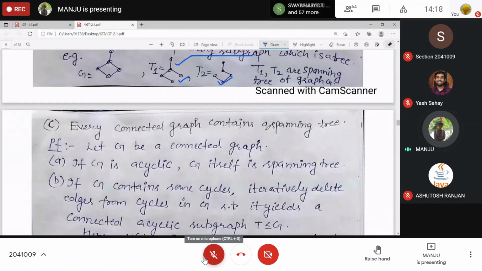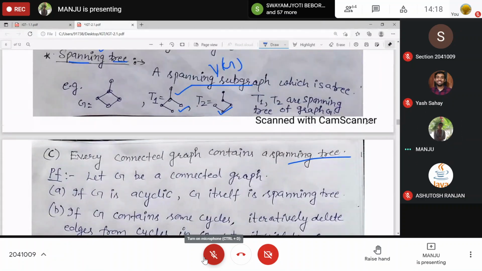Every connected graph contains a spanning tree. True. And what about every graph? If I change the statement to every graph contains a spanning tree, is it true?